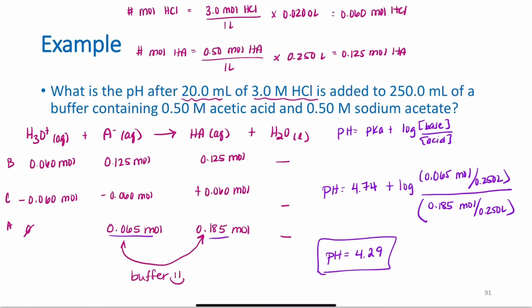Notice when I added base to the buffer, the pH increased. Now I'm adding acid to this buffer, the pH is decreasing. Makes sense, right? When I add acid to it, it reacts with the conjugate base, decreasing the concentration of conjugate base, increasing the concentration of the weak acid, therefore more acid in solution, lower pH. When I added base, it reacted with the weak acid in solution, producing more conjugate base. So the conjugate base concentration was higher than the weak acid concentration, therefore the pH increased.